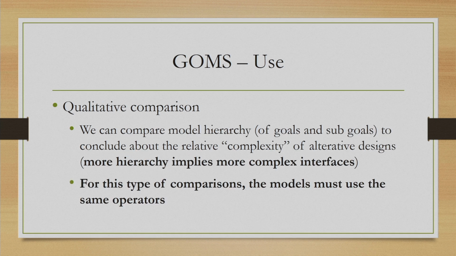The other use is qualitative comparison, again like in KLM, but here it is expected to give better results than KLM. In KLM, we assumed a linear sequence of operators. So, there the scope of qualitative comparison was limited. Here we have a hierarchical sequence. So, the scope of qualitative comparison is much broader compared to KLM. What we can do here is essentially, for different designs, come up with the models of individual tasks.